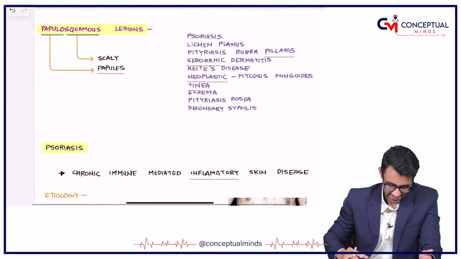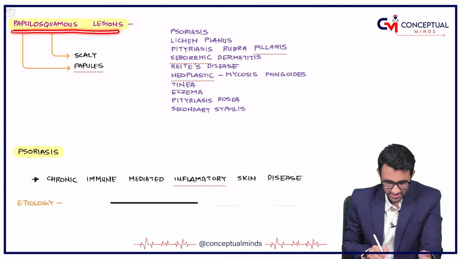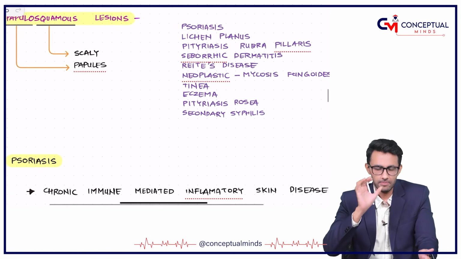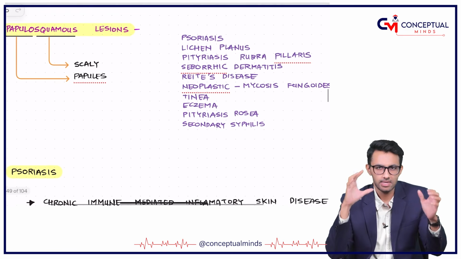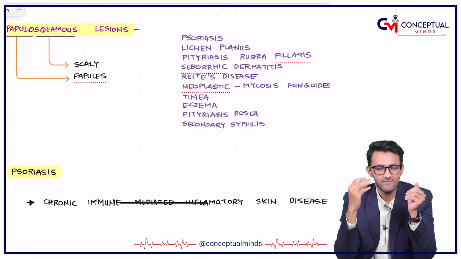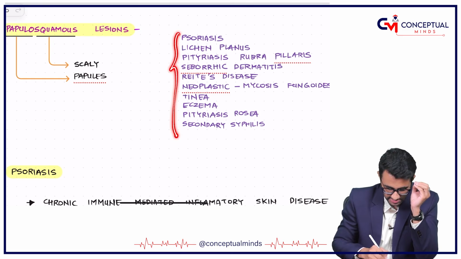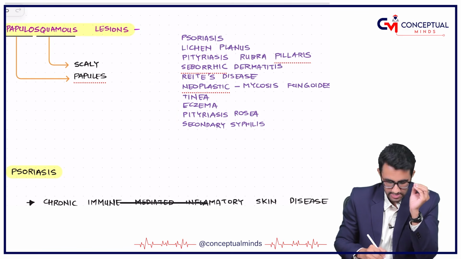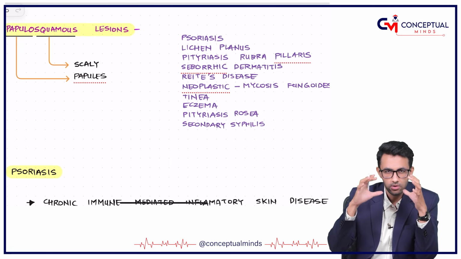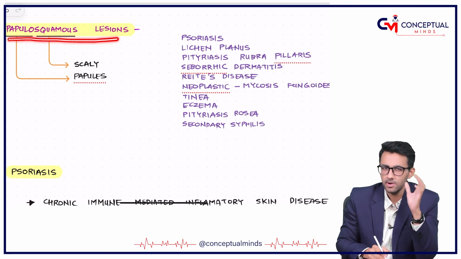So over here, as you can see, we go straight to the word: papulosquamous lesions. This word characterizes a group of diseases. What is this? This is just a clinical finding. Any disease which will have a scaly finding in the lesion and papules, we are going to put under papulosquamous lesions. All right, so that is all for the introduction of this chapter.